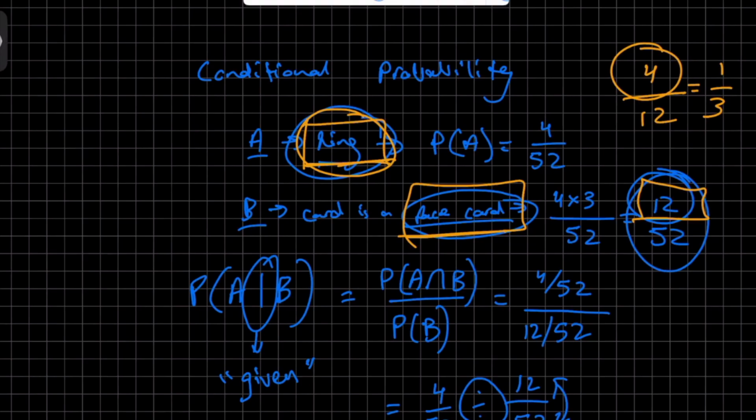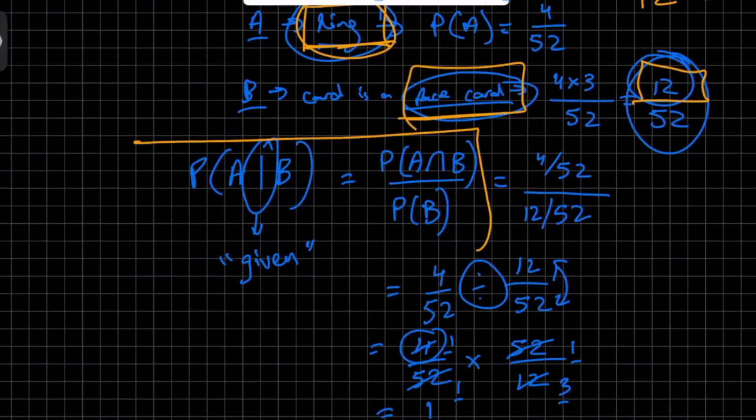Once again, you can look at some examples intuitively, but for more complicated examples with more complicated events and sample spaces, it is best to use our conditional probability rule, which is that the probability of A occurring given that B has occurred equals the probability of A and B occurring divided by the probability of B.